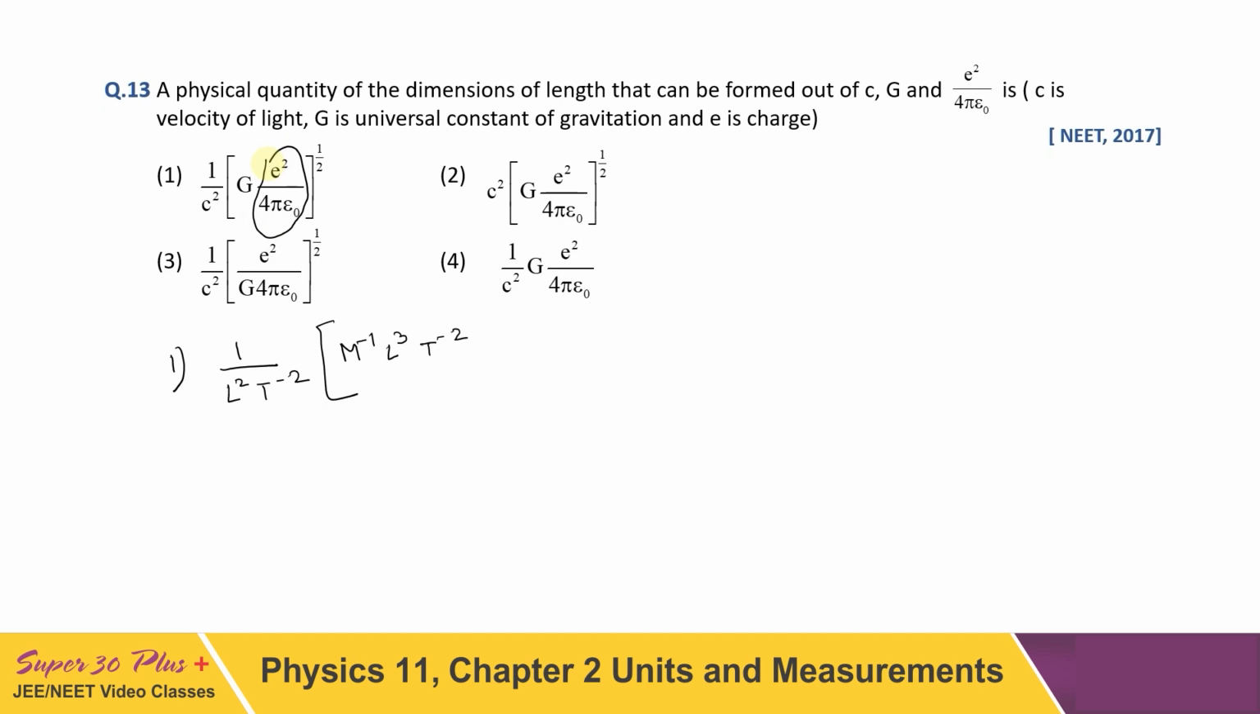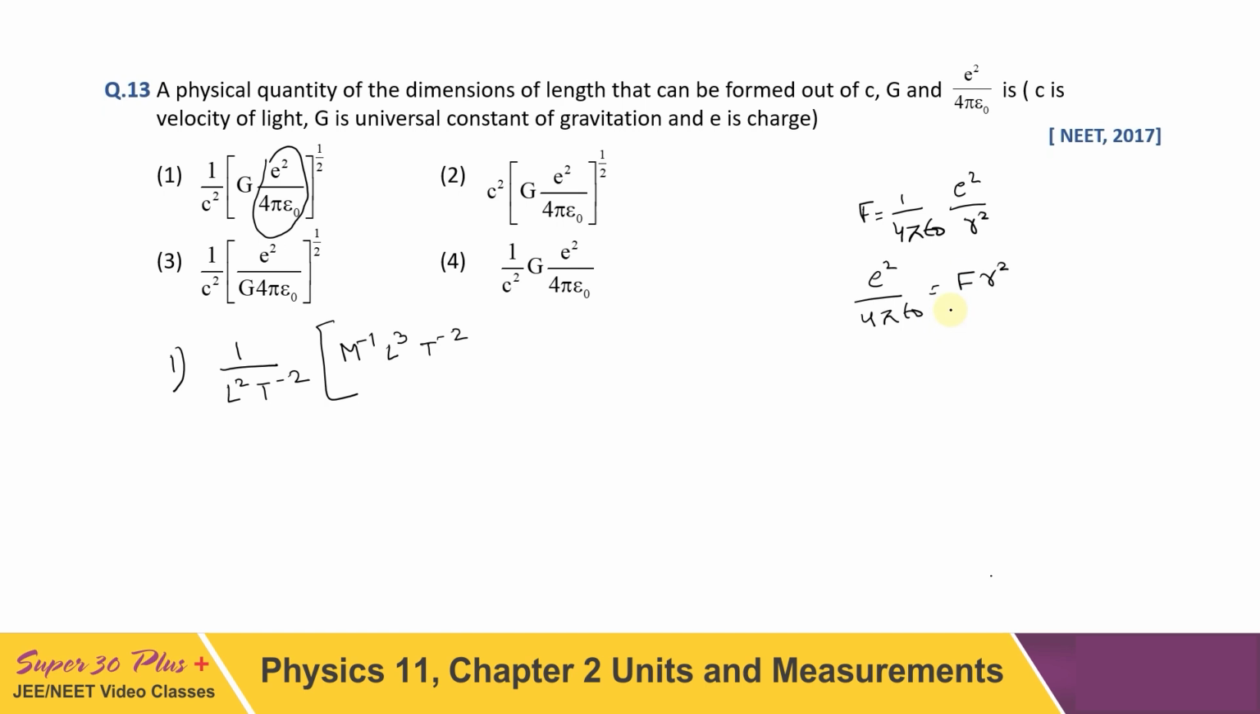This appears in Coulomb's force, that is 1 by 4 pi epsilon naught q1 q2 by r square. So in place of q1 q2, here it's written E square, that is product of two charges. So it is E square by 4 pi epsilon naught. If you use the formula, F is equal to 1 upon 4 pi epsilon naught E square upon r square, from here you can write E square upon 4 pi epsilon naught as F into r square. So dimensionally this is force into length square term.